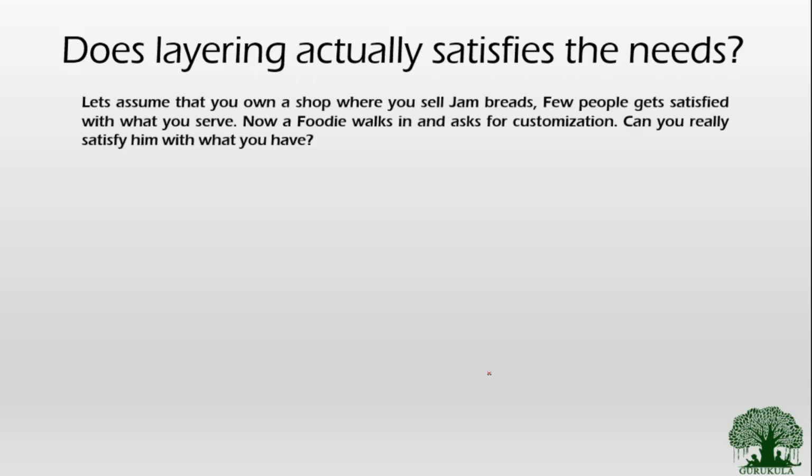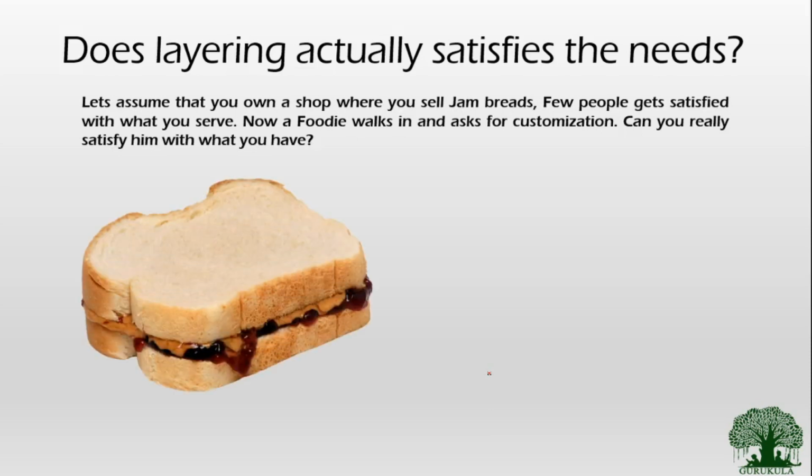So let us assume that we are running a shop where you are selling jam breads like this. A few people will be walking into your shop and they will be getting satisfied with what you serve. Right? Now the time changes. Now a foodie walks into your shop and asks for a customization. He is asking for the jam bread to be really crispy or really spicy, where you really don't have sufficient space to modify your product according to the requirement of that particular foodie.